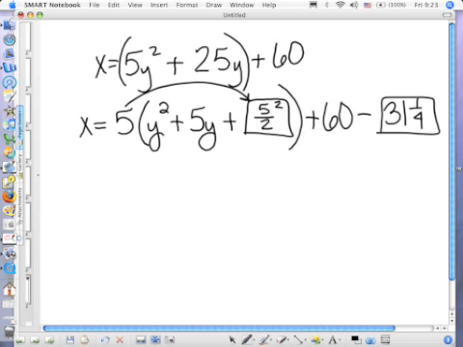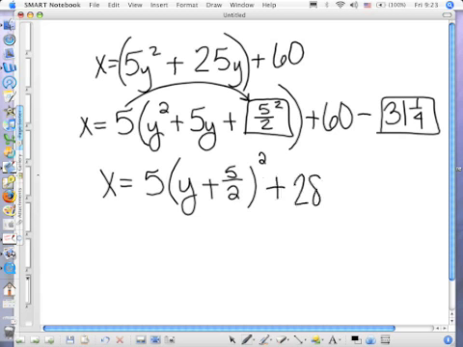All right, so we have x equals 5 times this trinomial, which factors down to y plus 5 halves squared. And then 60 minus 31 1/4. What's 60 minus 31? 28 3/4. Okay, y'all didn't answer my question. No, 60 minus 31 is 29. And 29 minus 1/4 is 28 3/4.